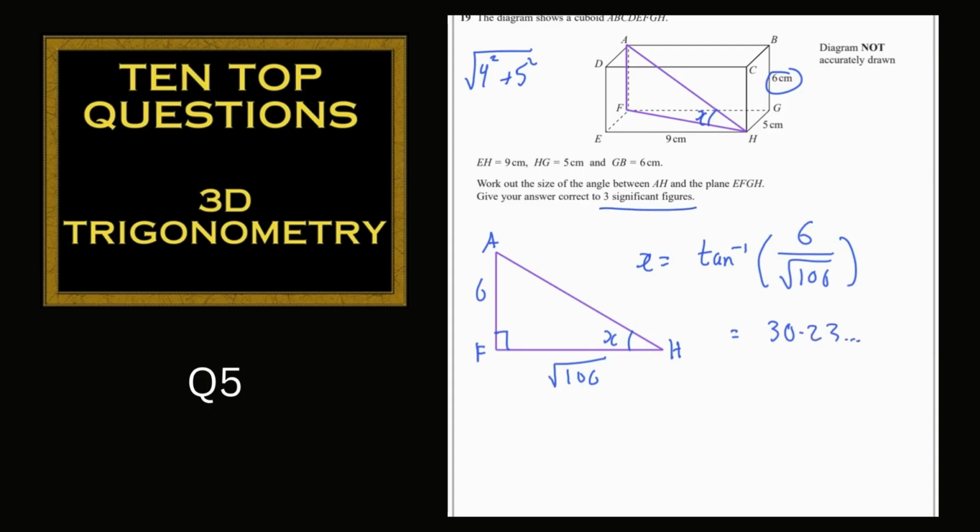30.23, etc. 3 sig figs is what we're told. Always do what you're told.